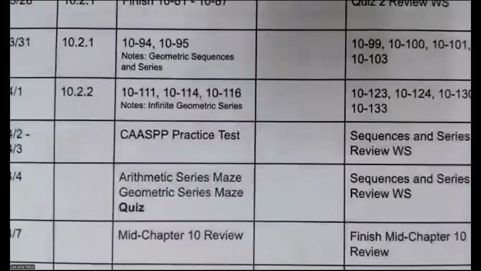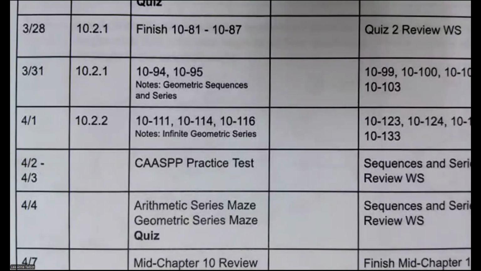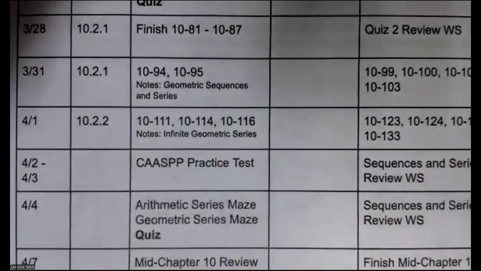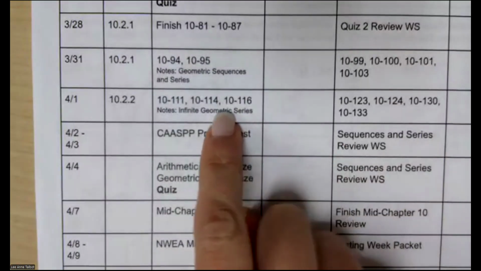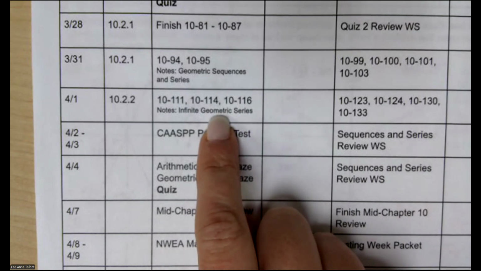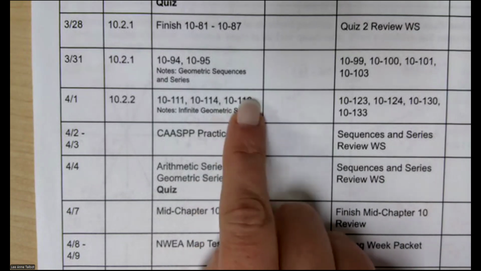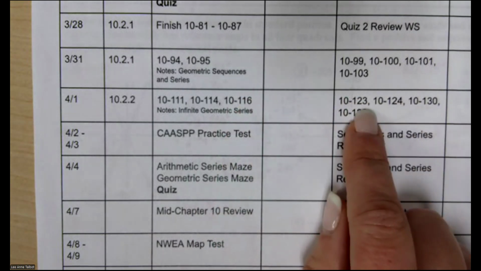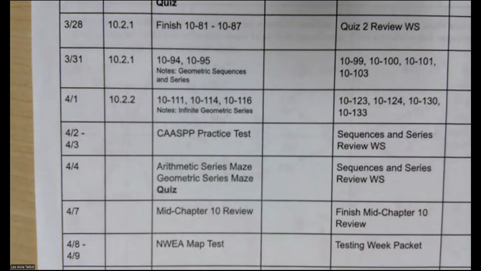I'm gonna attempt to start one of the quad formula quiz review problems at the end, just if I have time. This is today's. We are doing 111, 114, 116 notes on infinite geometric series, which I believe is actually 116. Homework is 23, 24, 30, and 33. And mental preparation. Tomorrow we're going to do a task practice test.